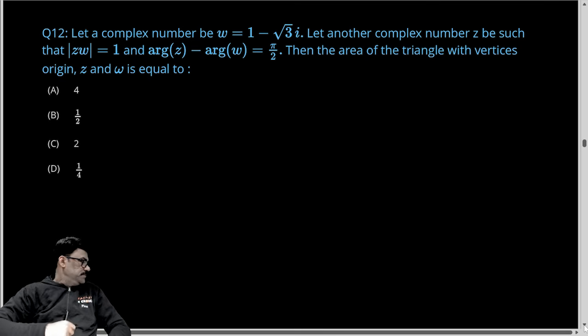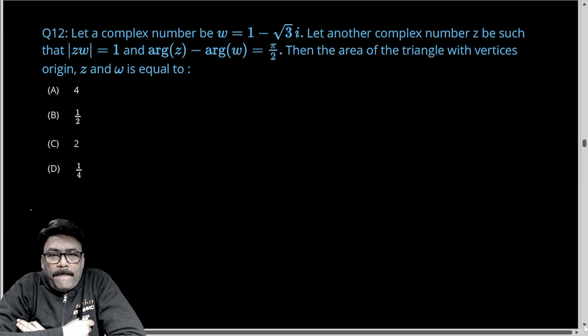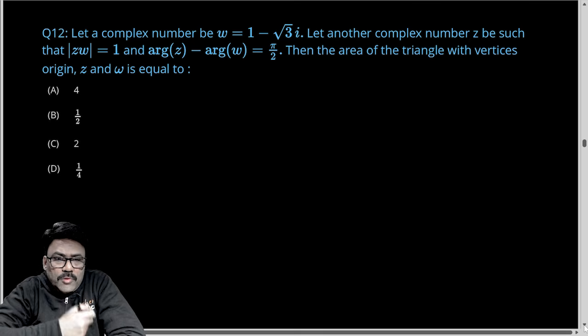Okay, see this question. This is from complex numbers, right? Omega is a complex number which is 1 minus root 3 iota. Mod of z omega is 1. Argument z minus argument omega is pi by 2. So then find the area of the triangle with vertices origin, z and omega.